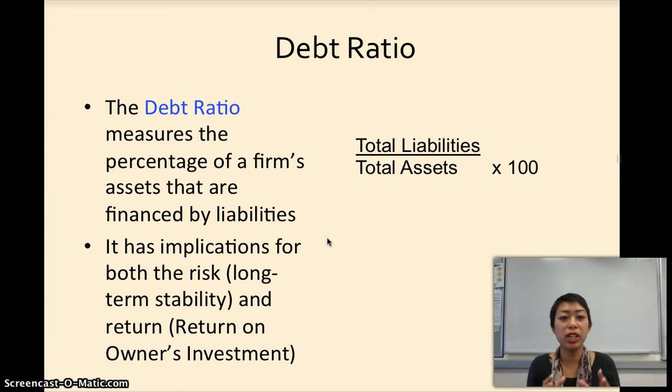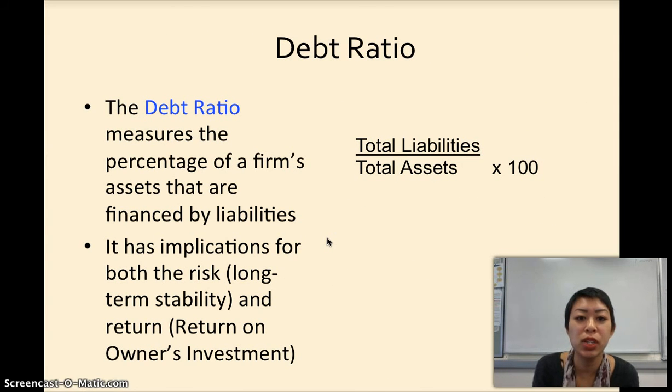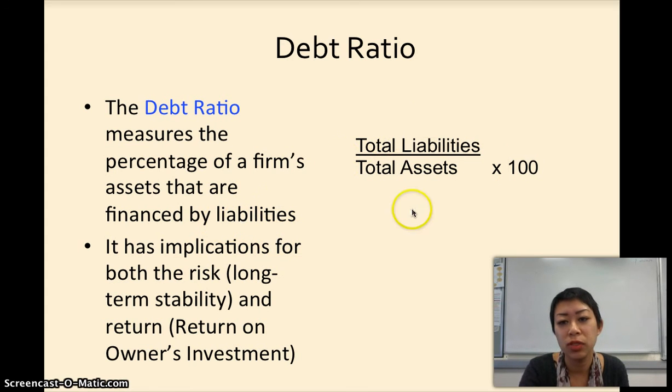Now let's look at the debt ratio. The debt ratio measures the percentage of a firm's assets that's financed by liabilities. So here's the formula. We've got total liabilities over total assets times 100. It has implications for both the risk, long-term stability, and return on owner's investment. So there's a link between debt ratio and return on owner's investment, which we're going to look at.